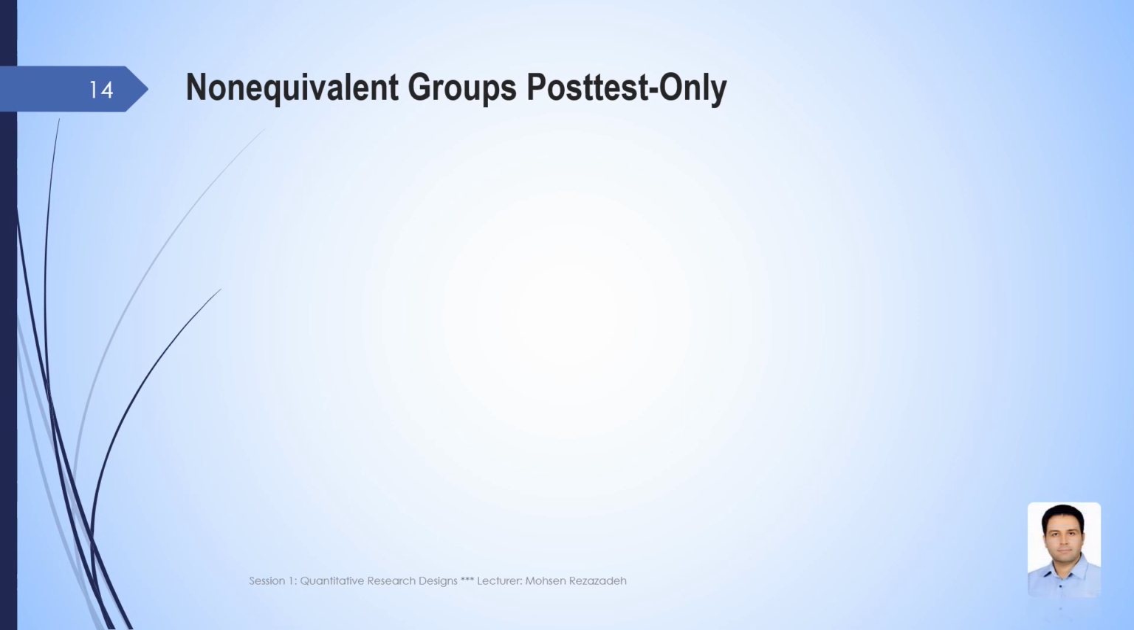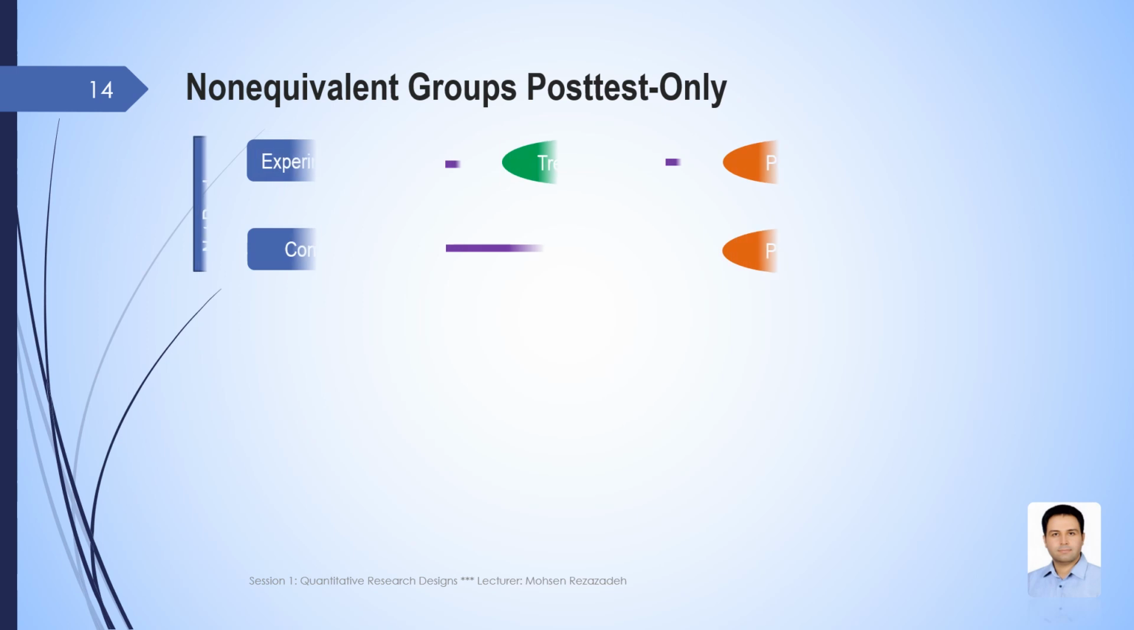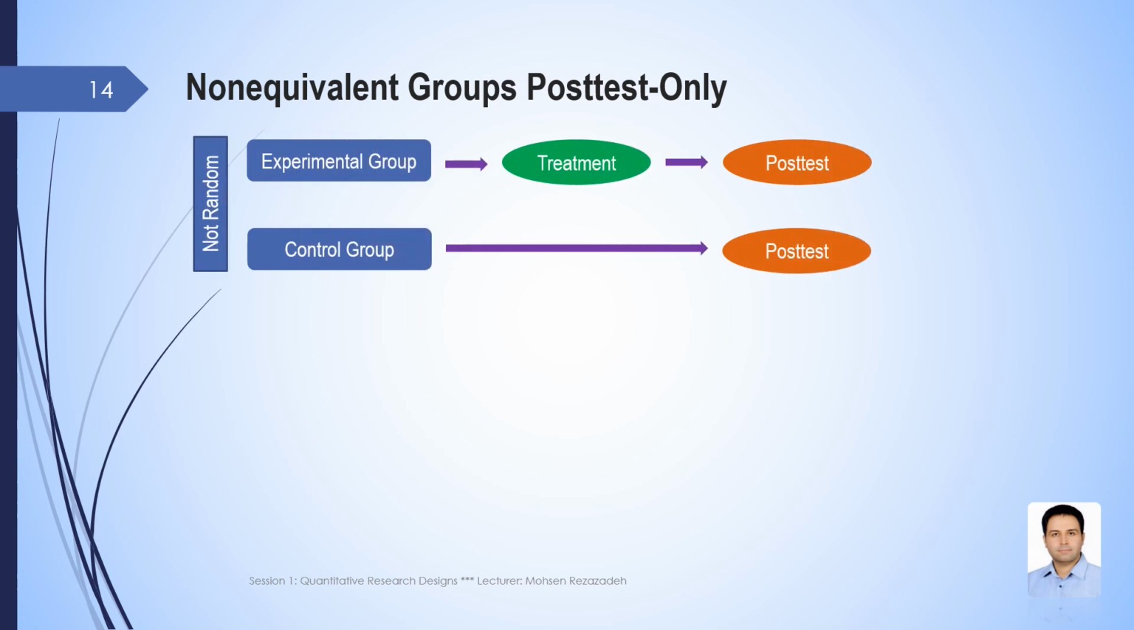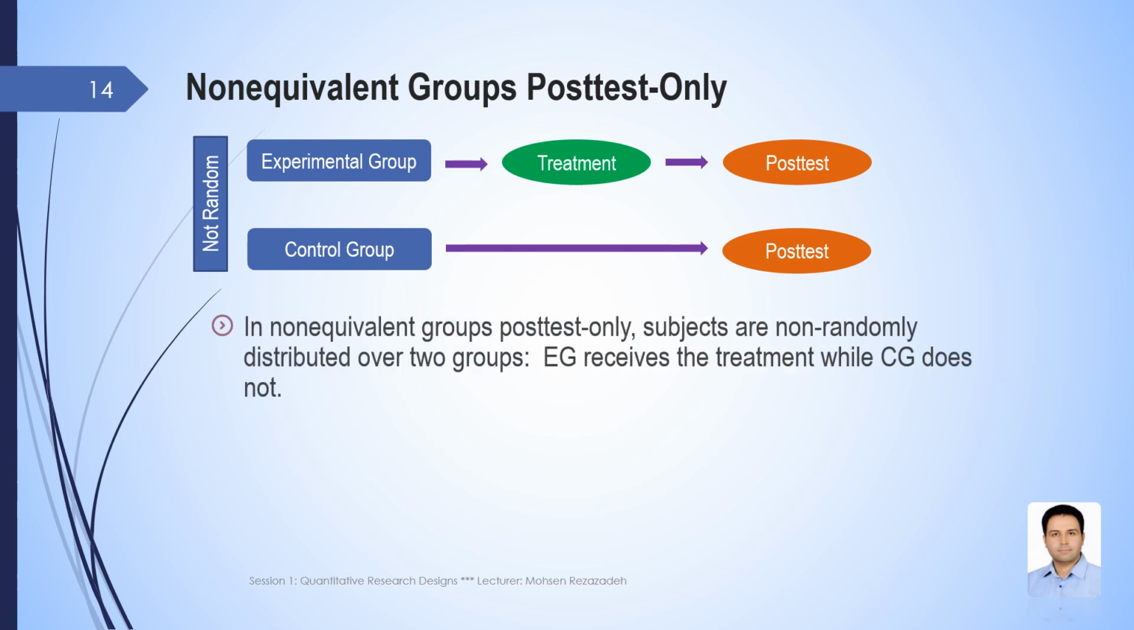Next is non-equivalent groups post-test-only design. In this design, again, we have two groups, experimental group and the control group. And in this design, subjects are non-randomly distributed over the two groups. One group receives the treatment, that is the experimental group, and the other group receives, for example, nothing or does not receive the treatment, which is the control group. And at the end, again, we have the post-test for the two groups.